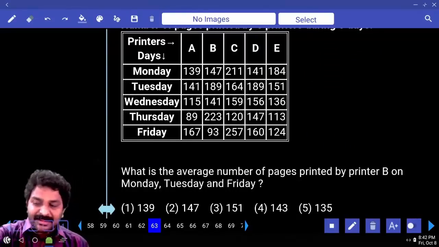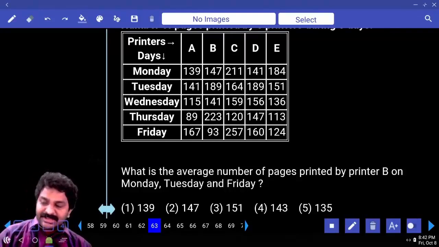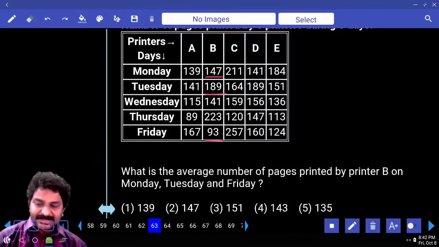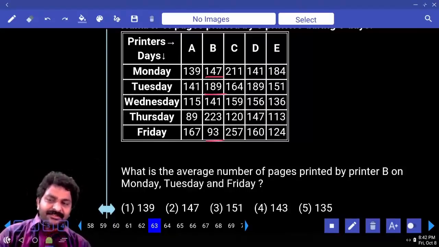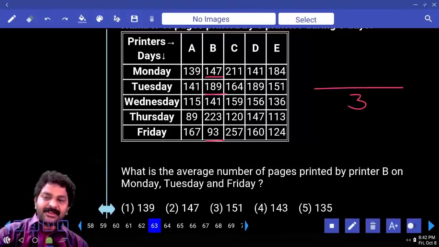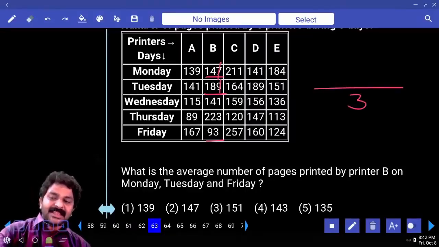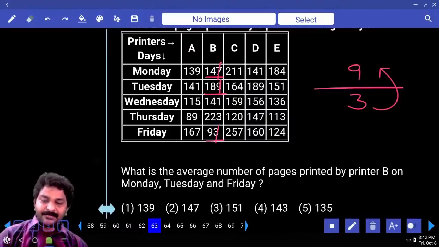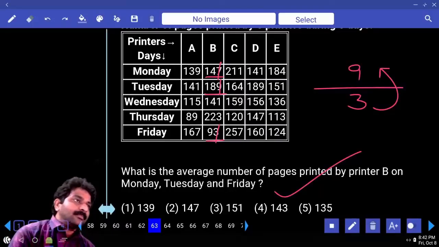What is average number of pages printed by printer B on Monday, Tuesday, Friday? B, Monday, Tuesday and Friday. Yes. So last digit verification, as it is average divided by 3 only. 7 plus 9 plus 3 ends with 9. 3 into which number ends with 9? 143.